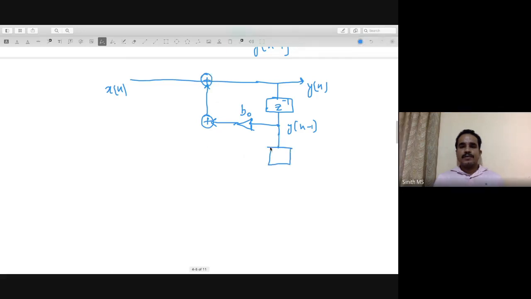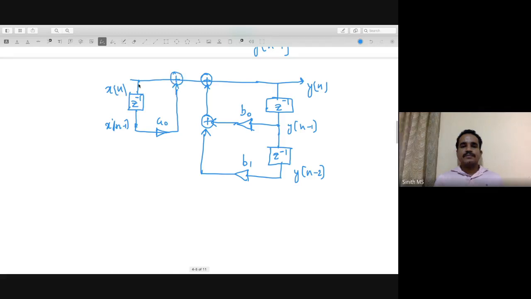Suppose you put another z inverse here, this will be y[n-2], multiply it with say br, and you add it with this. And suppose you put some z inverse here, so that you get x[n-1], and you multiply it with some value, say a0, then suppose you add it with this. So this is x[n], this is y[n]. Can you tell what comes here at this point?